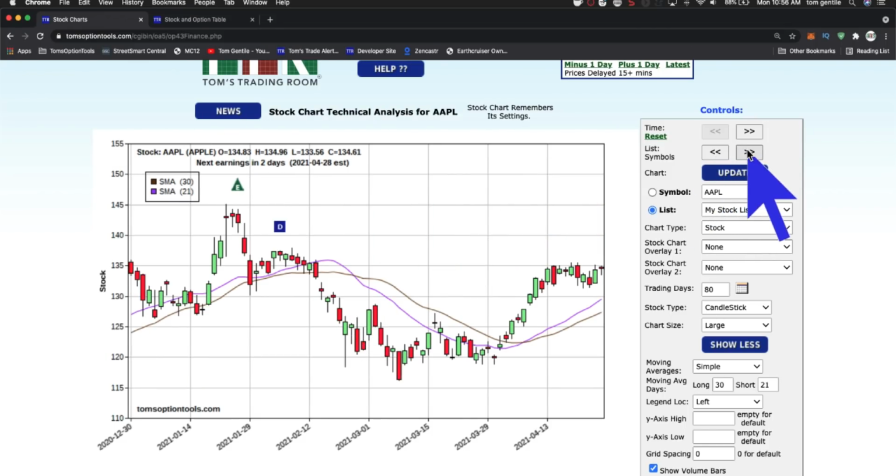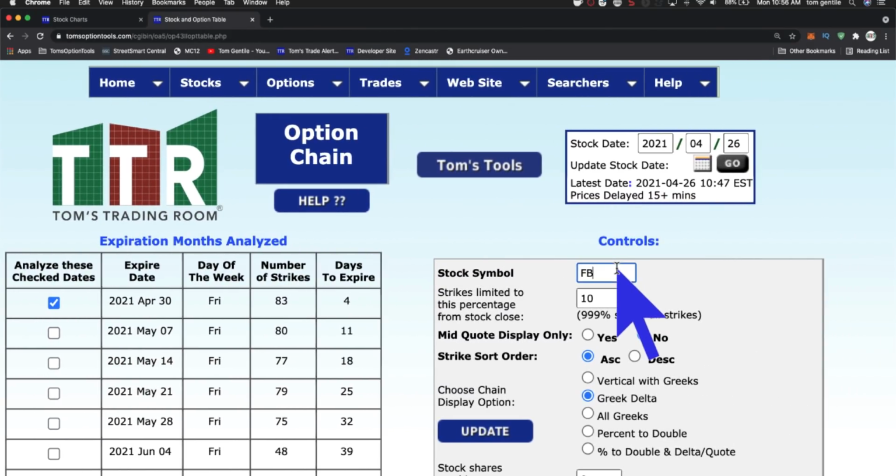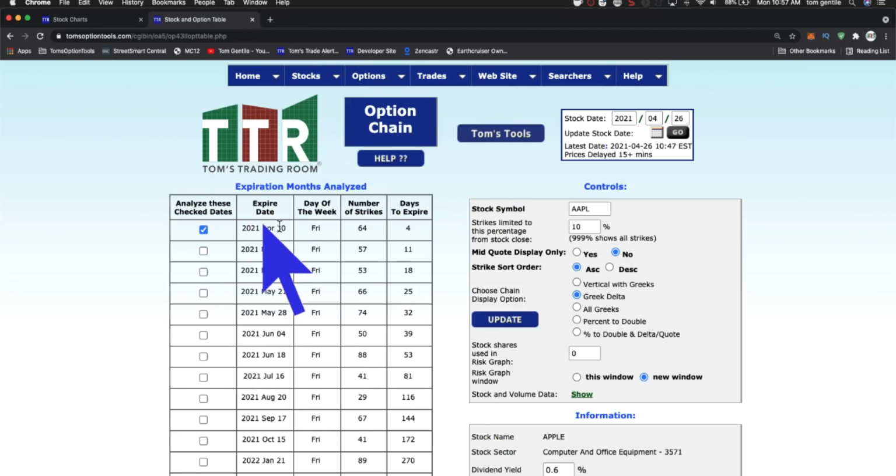Let's take a look at Apple. Same thing. Apple has got earnings in 2 days. That's on the 28th. Apple's trading at just around 135, so we're going to look at the 135 calls and puts for Apple. And to do that, I'm just going to come up here and change my symbol to AAPL. Let's update that. And we're looking at the options that expire this Friday.